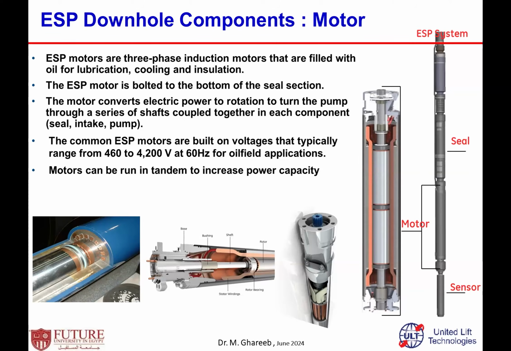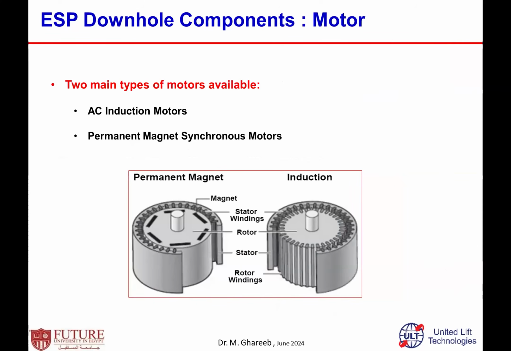The lower pictures give a cutaway inside the motor, showing how it looks. This is one of the main important parts of the ESP system. Currently in the market, there is also another type of motor that manufacturers have introduced, called the permanent magnet motor. I said the main common type is the induction motor, but there is also the permanent magnet motor, with a different technique of how the motor runs.